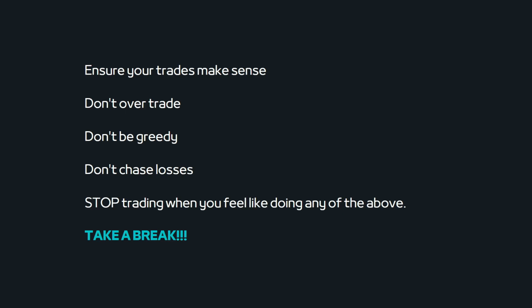If you're on a win streak, make sure you follow steps 1 and 2. Make sure they make sense. Don't overtrade. If you've had a good few winners for the week, maybe just leave it there and come back next week. And again, follow steps 1 and 2 again.